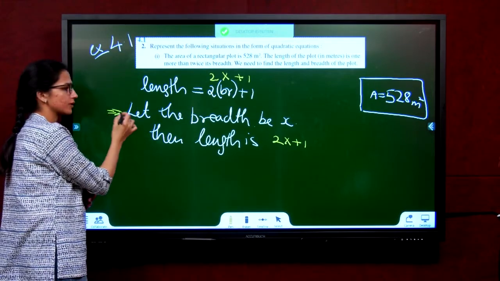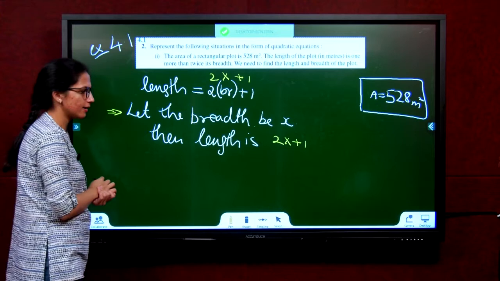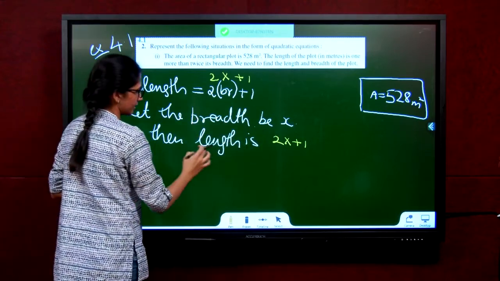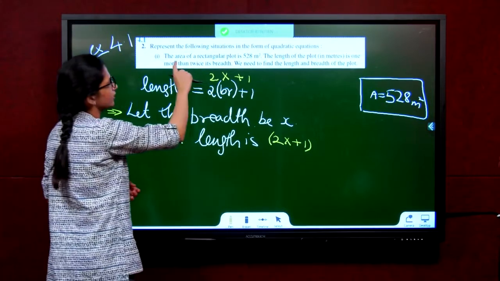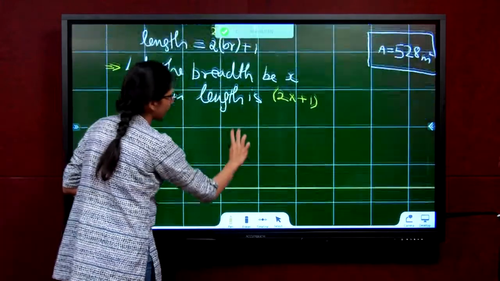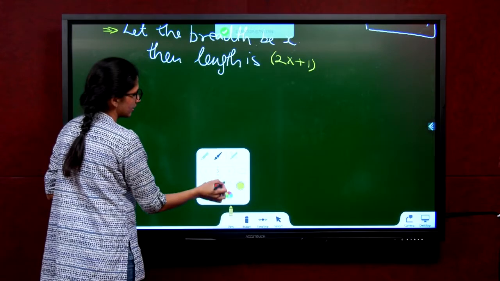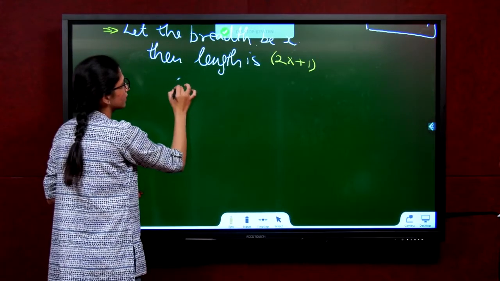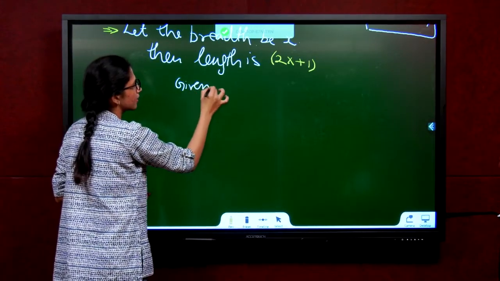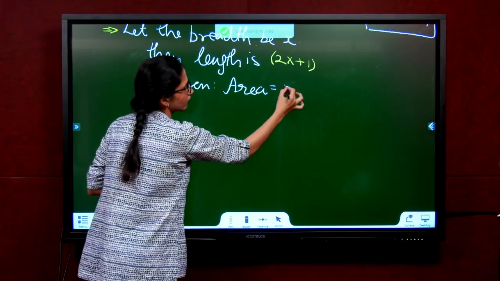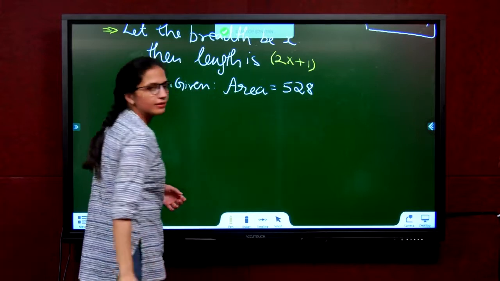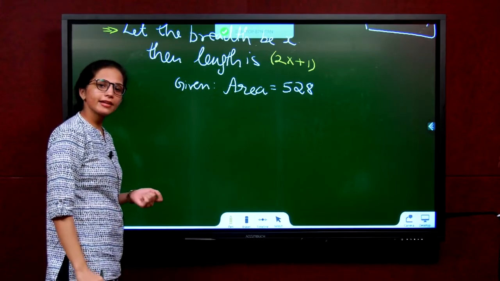The solution starts from here. This is just for you to understand. The breadth is x, length is 2x plus 1. Next, they have given area is 528 meters square. It is given in the question, given that area is 528 meters square.